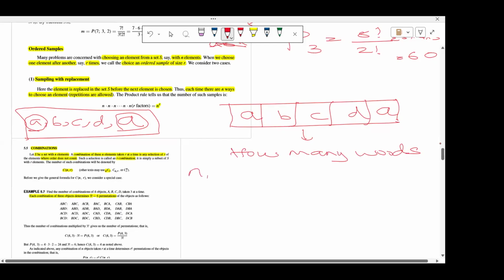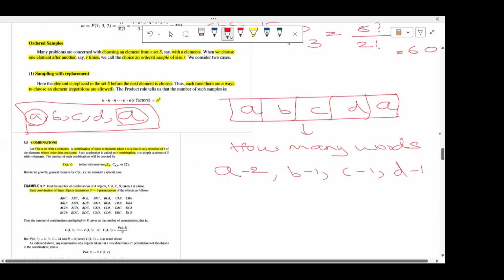Definitely we cannot apply nPr or n to the power r. Why can we not apply these two? Because the letters are repeating. The letter A is repeating two times. So for this type of question, the first thing we need to do is check the occurrences of each letter. The letter A occurred two times, and all other letters occurred one time: B is one time, C is one time, D is one time.